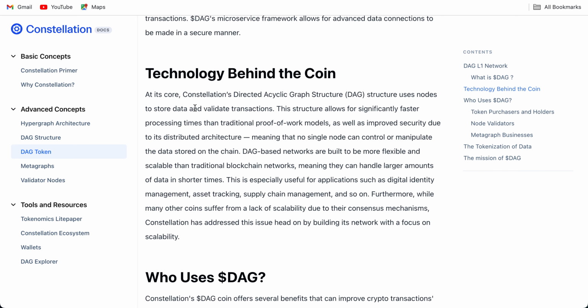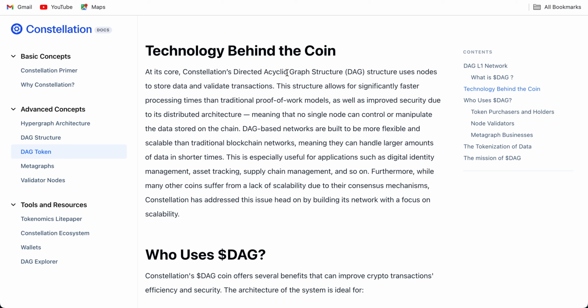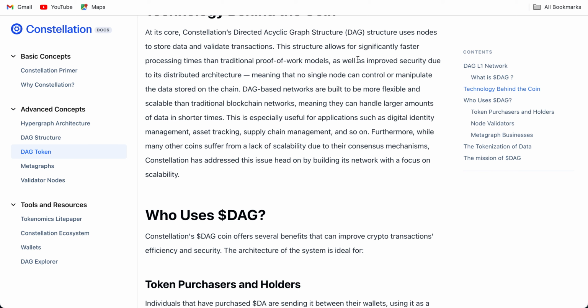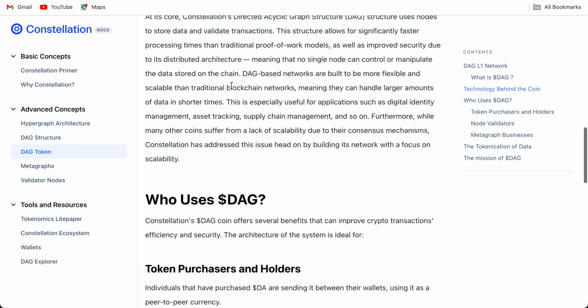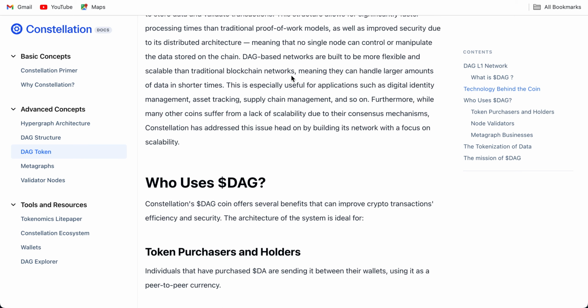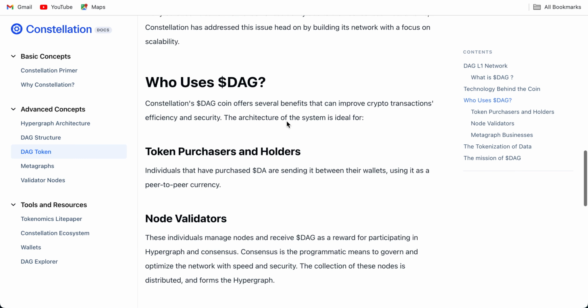Technology behind the coin. At its core, Constellation's directed acyclic graph structure uses nodes to store data and validate transactions. This structure allows for significantly faster processing times than traditional proof-of-work models, as well as improved security due to its distributed architecture, meaning that no single node can control or manipulate the data stored on the chain. DAG-based networks are built to be more flexible and scalable than traditional blockchain networks, meaning they can handle larger amounts of data in shorter time.